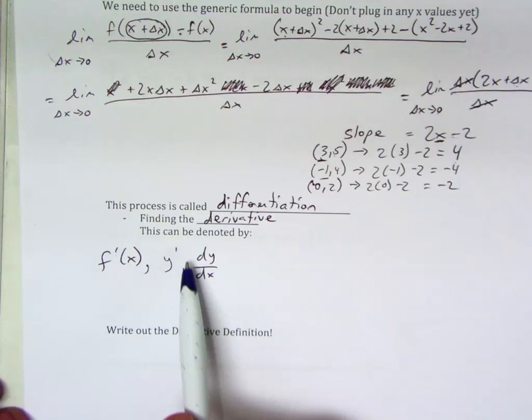So we have to go through that process we just did in that last problem. So g prime of x is going to be the limit as delta x approaches 0 of g of x plus delta x minus g of x, over delta x.